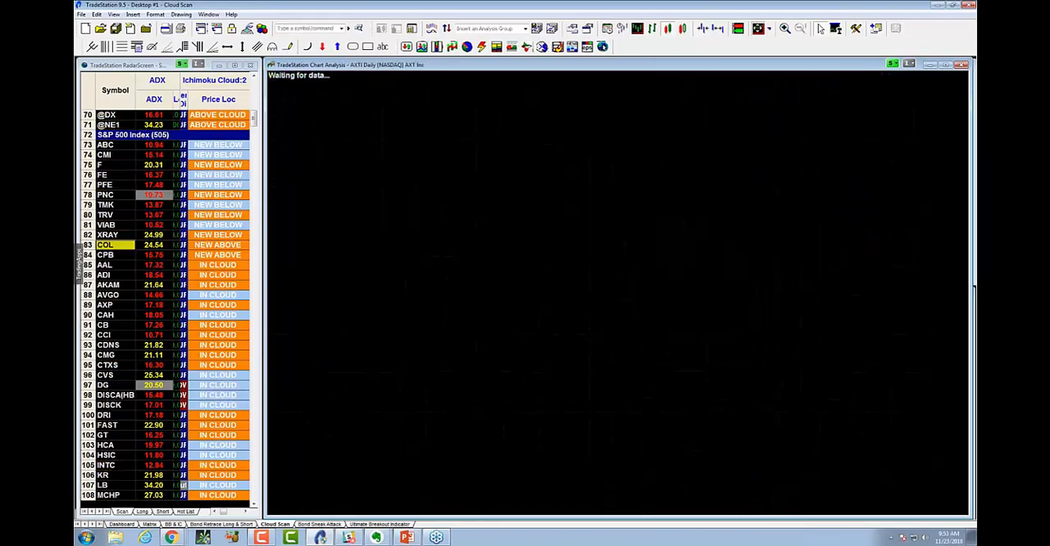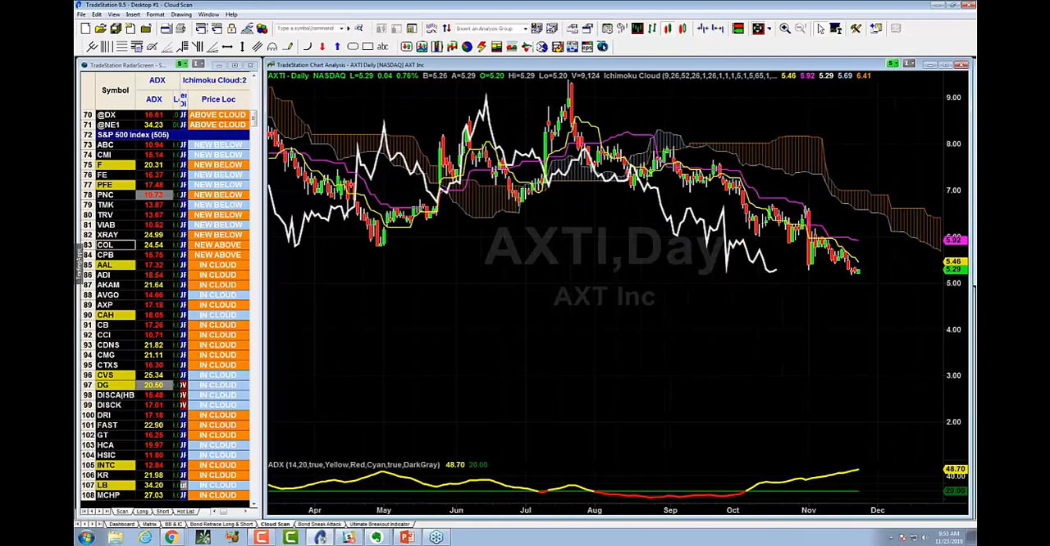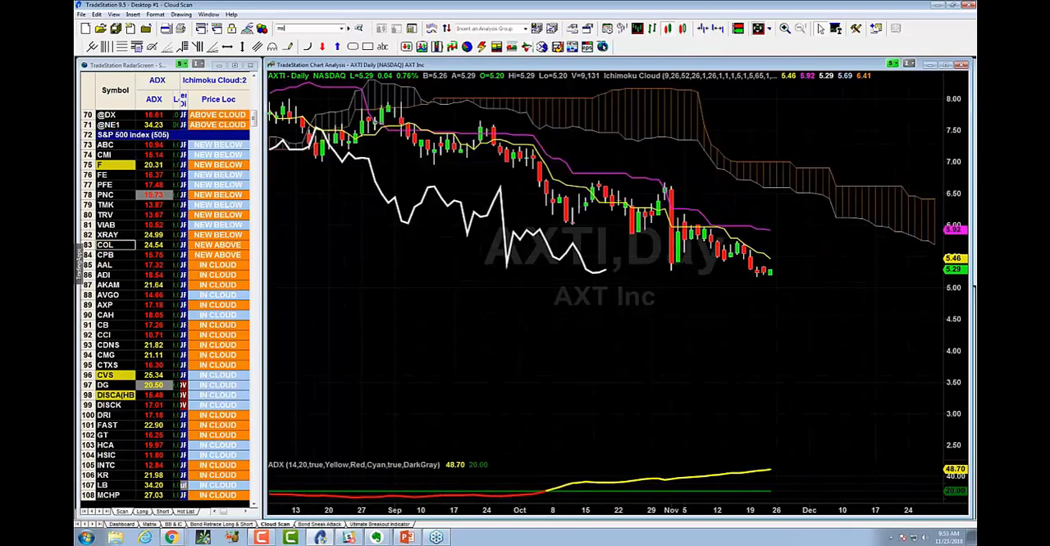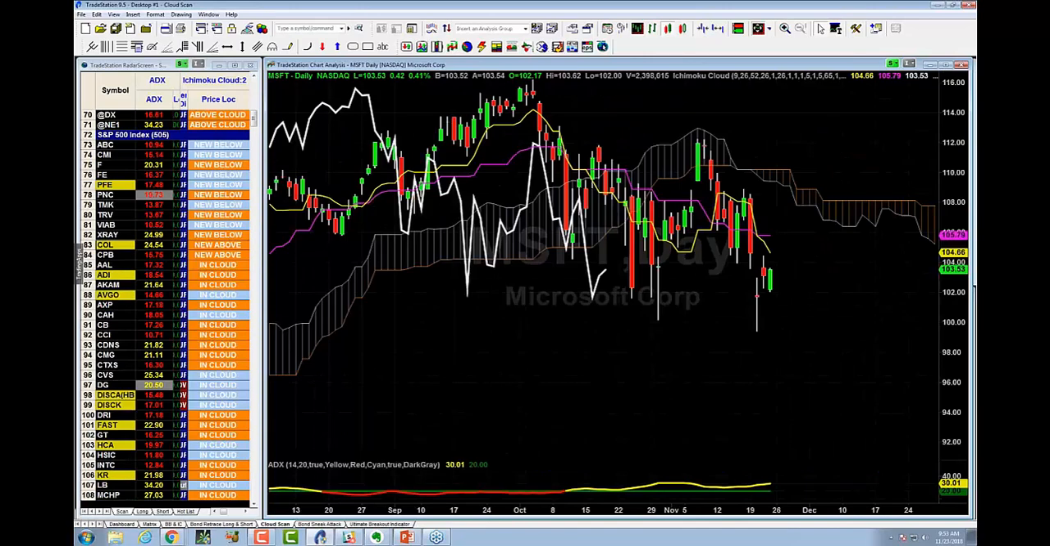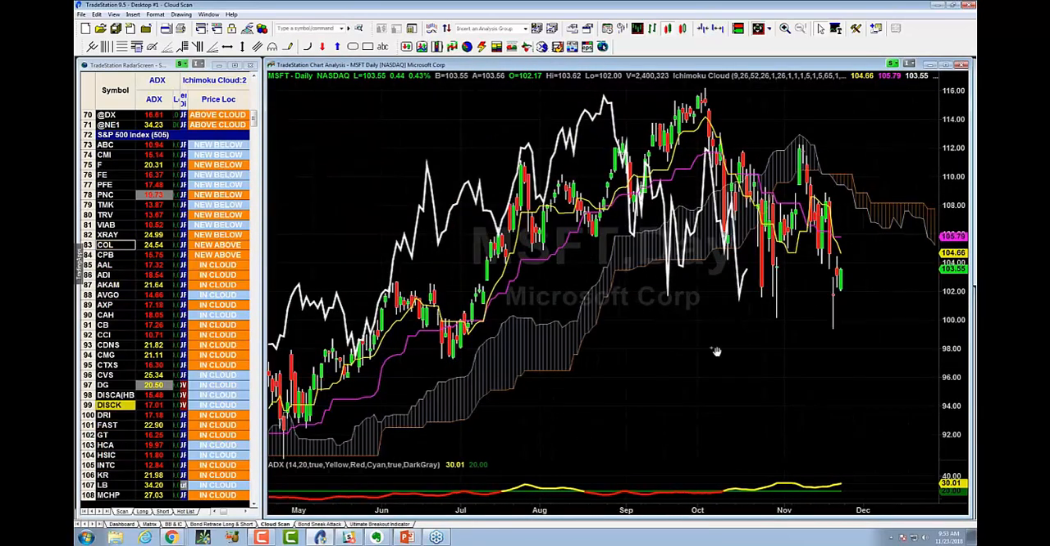AXTI is a short, about to break $5. A stop of 5.46, and your next target will be $4. MSFT, Microsoft, is a short with a stop of 105 and a target of 98.